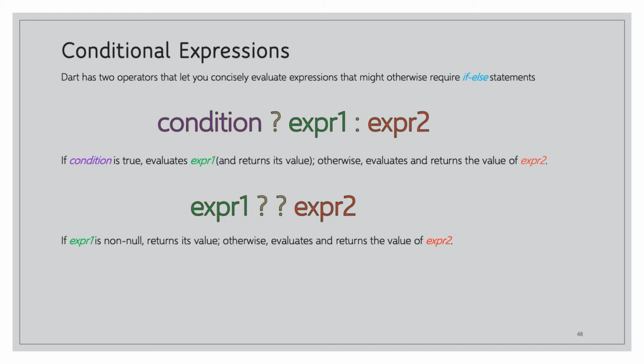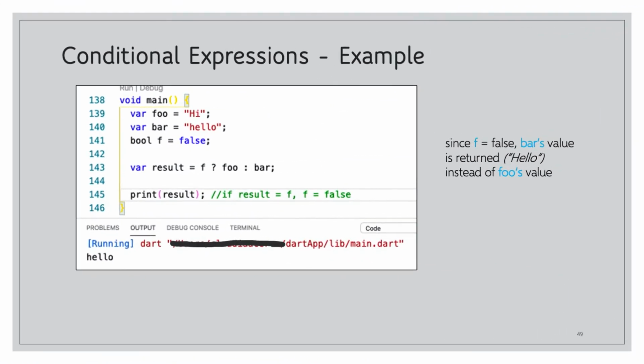The second variety, this syntax is expression 1, question mark, question mark, expression 2. If expression 1 is non-null, it will return its value. Otherwise, it evaluates and returns the value of expression 2. That's much like what we just looked at with the assignment operator, isn't it? All right, time to look at an example of the conditional expression.